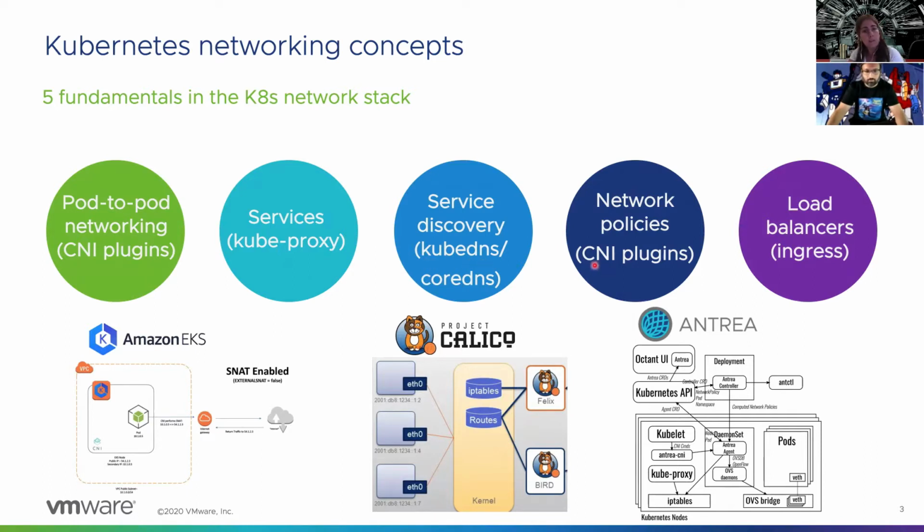Once you get basic pod-to-pod service connectivity, how you secure your applications by isolating them is another networking aspect, and CNI plugins provide this as well. The last aspect is how Kubernetes handles external traffic. There are several ways to do it. For example, layer 4, layer 7 load balancers, or using node-port Kubernetes construct. So out of these 5 concepts, in this talk, we are going to mostly talk about CNI plugins.